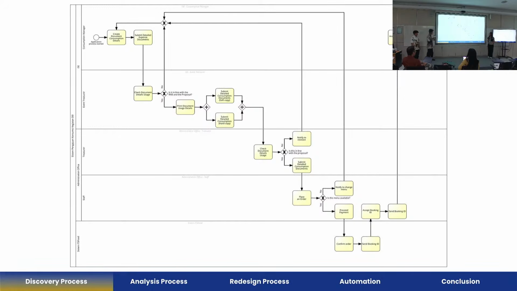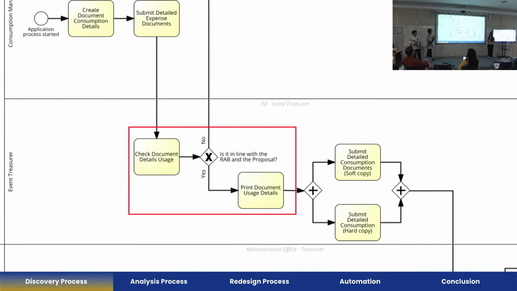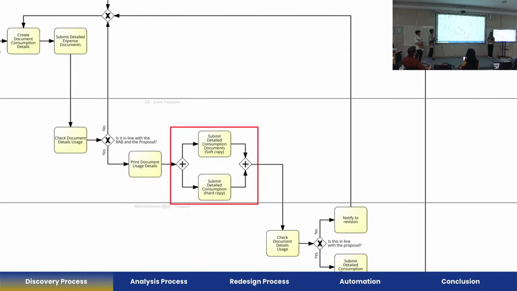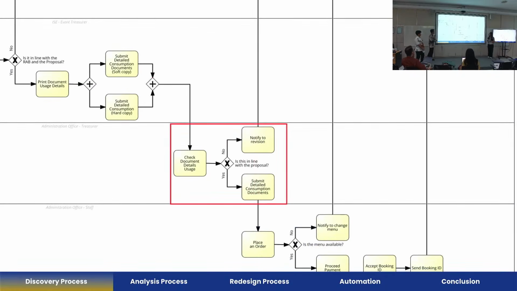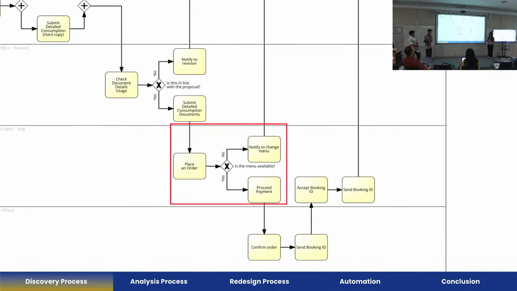So this is our SIS BPMN. So this is the first one. First of all, the BPMN consists of 5 lanes. This is the event treasurer checking the RAB and proposal. And then this is the next one. After they check, they need to submit in the dual format. This is creating extra effort. This is the verification with the administrative office treasurer. And the last one is menu availability, which is checked after both verification stages.